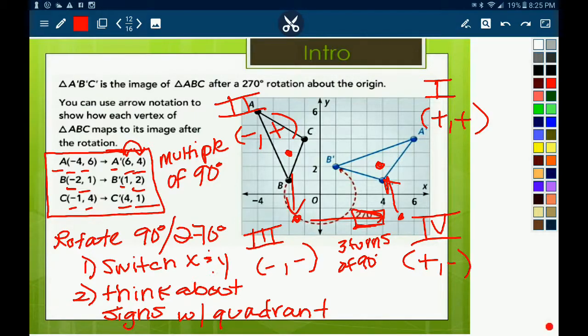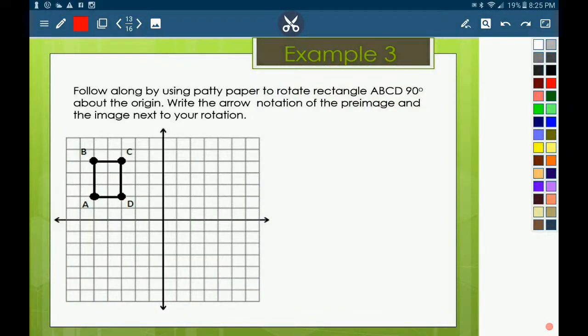Okay, so that method you don't even need patty paper to do. You just need to write down your arrow notation and then plot the points. But patty paper can be a little easier for some. So in this example, I'm going to show you a video of someone actually rotating ABCD using patty paper.